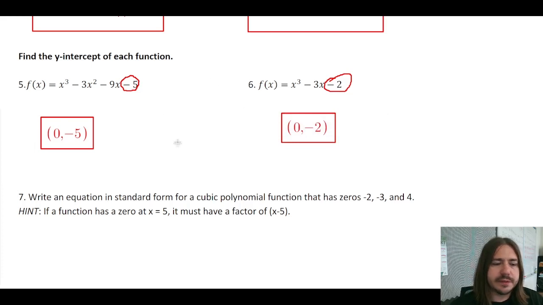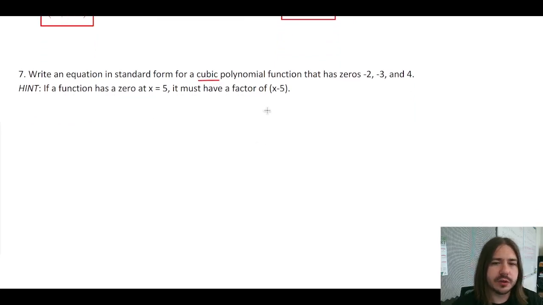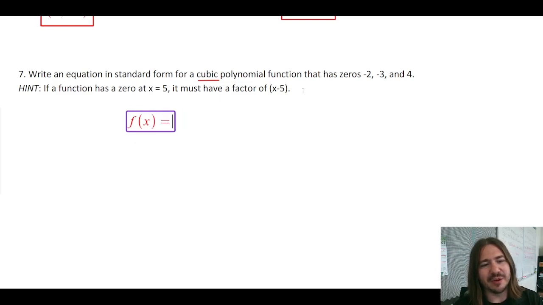All right, number 7 says write an equation in standard form for a cubic polynomial function. So cubic meaning it's degree 3. Okay, so that means we're going to have an x cubed. We should have 3 zeros. It says that it has zeros negative 2, negative 3, and 4. So we're going to want to write the equation. I give a pretty big hint here. Almost shouldn't even give that hint, but just in case you're stuck, hopefully that pushed you in the right direction.